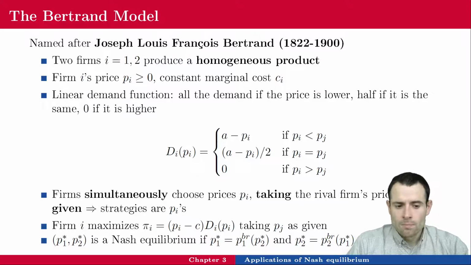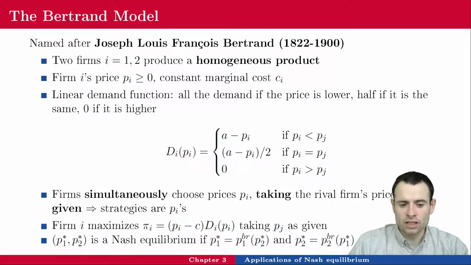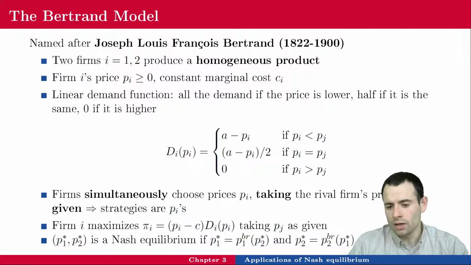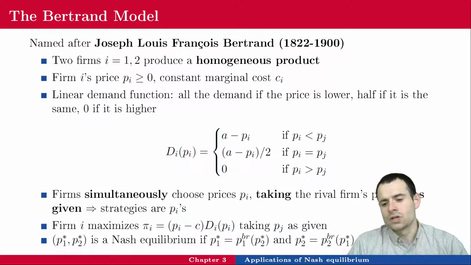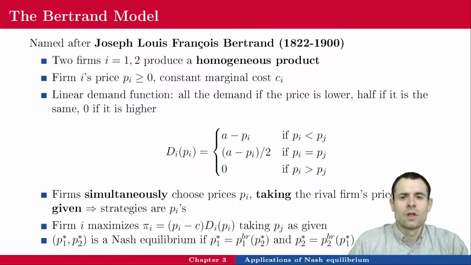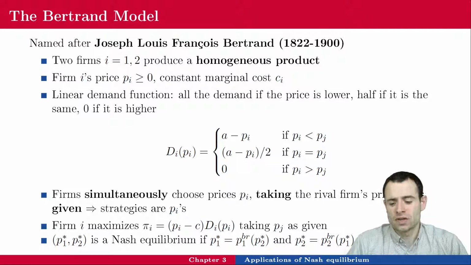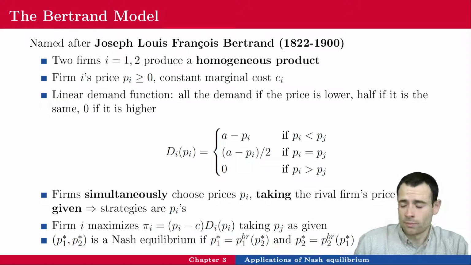Again, P1 star, P2 star is going to be a Nash equilibrium if P1 star is the best response to P2 star, and at the same time, P2 star happens to be the best response to P1 star. Mutual best response, this is the definition of a Nash equilibrium.